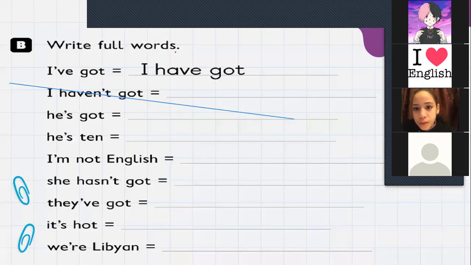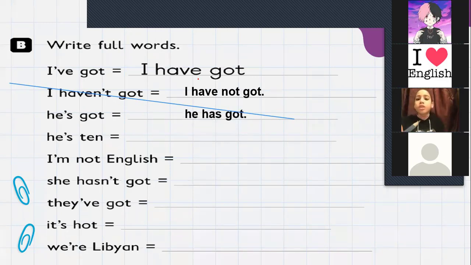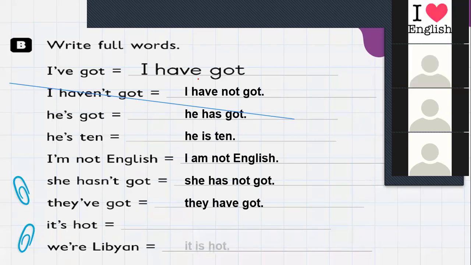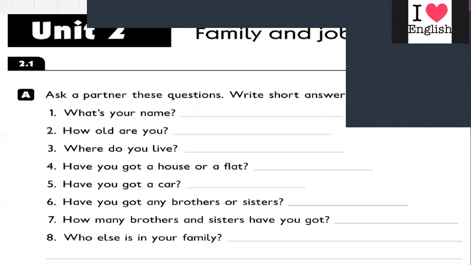Write full words. I've got, I have got. I haven't got, I have not got. He's got, he has got. He's 10, he is 10. I am not English. Yes, very good. She hasn't got, she has not got. They have got. It is hot. We are Libyans.